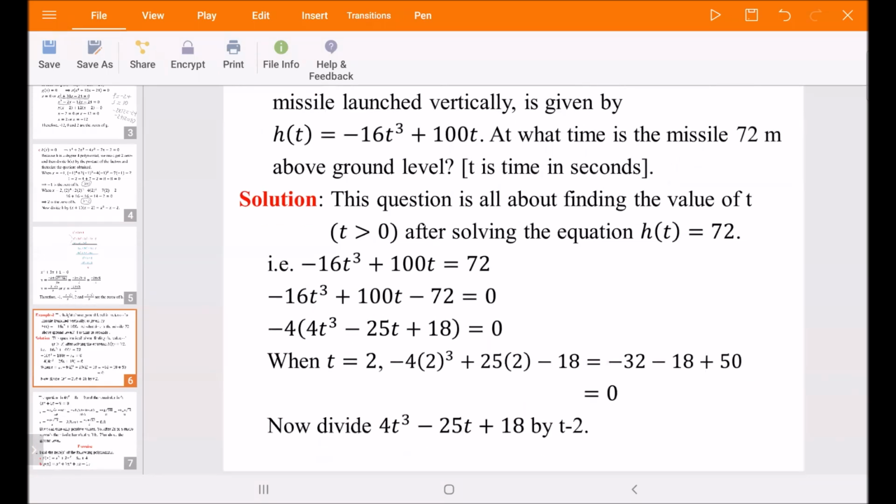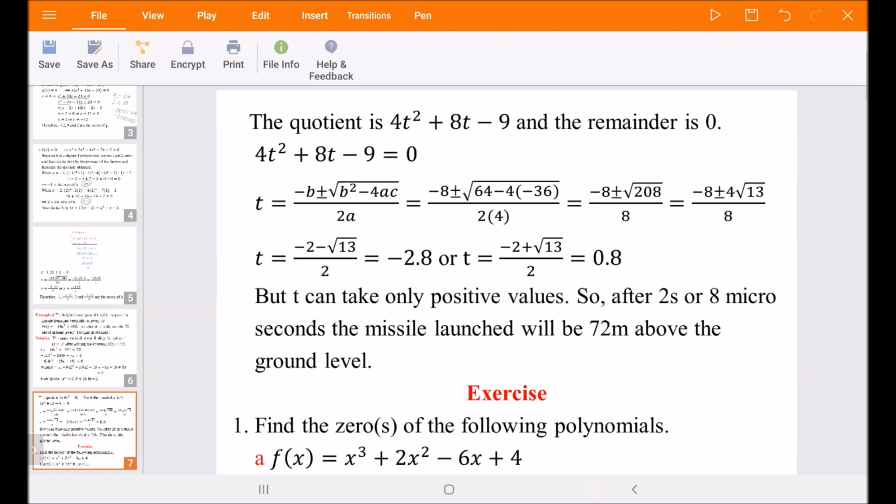The quotient is 4t squared plus 8t minus 9, while the remainder is 0. So 4t squared plus 8t minus 9 equals 0. If you try to solve this with the factorization method, you have to find two numbers. Their product is 4 times minus 9, negative 36, and their sum is 8. Unfortunately, these two numbers are not integers, but they exist. They are irrational, but they exist.